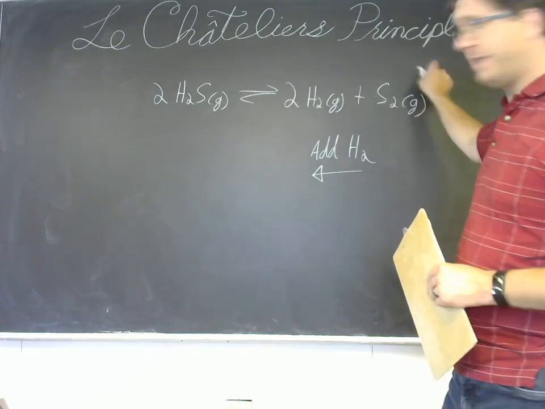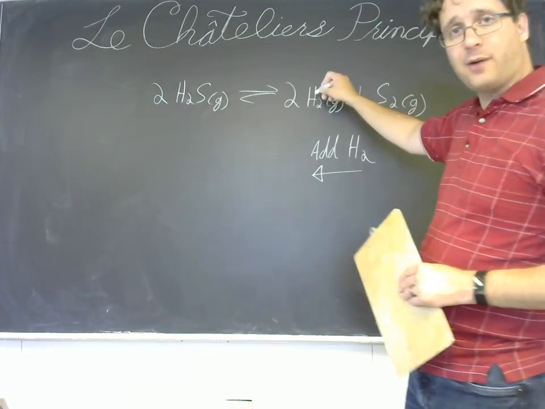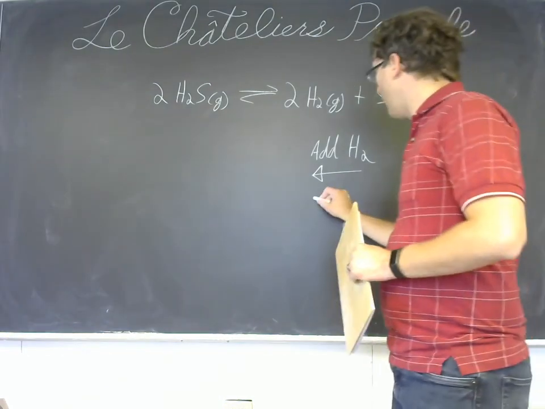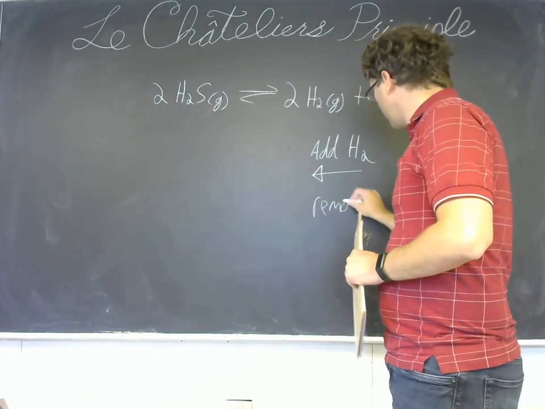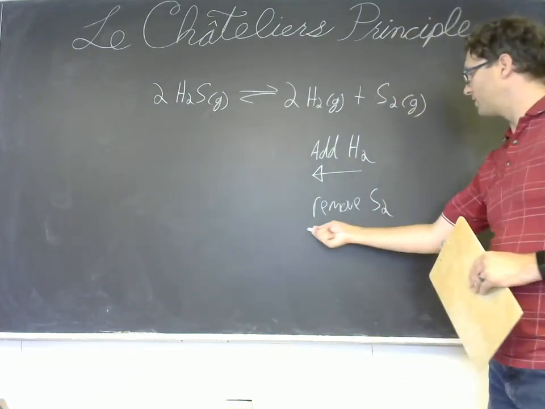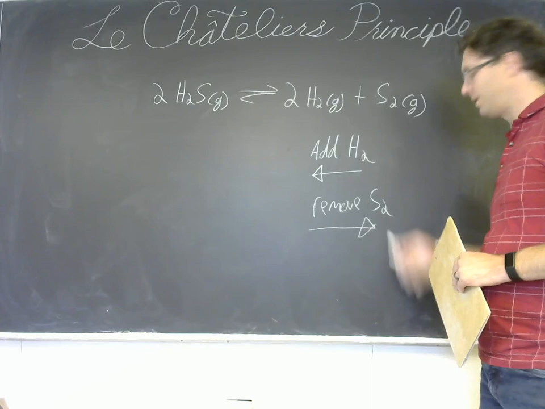Even if I didn't add S2, right? I only need to add one thing to upset the equilibrium. If I remove S2, then that's going to go to the right.